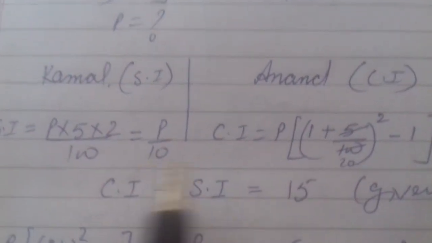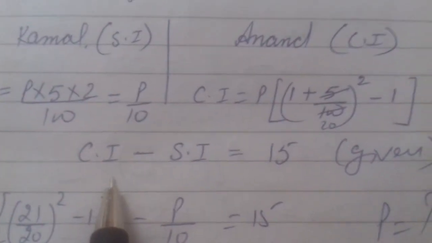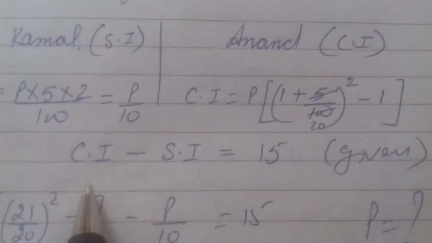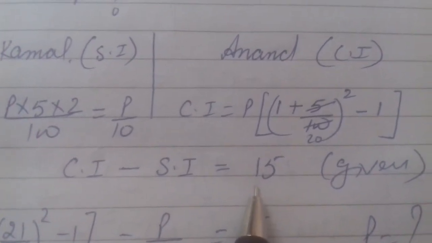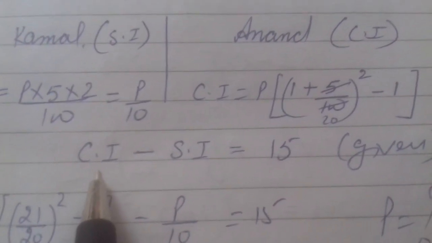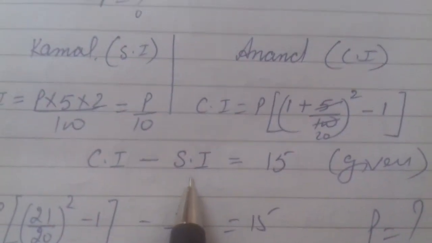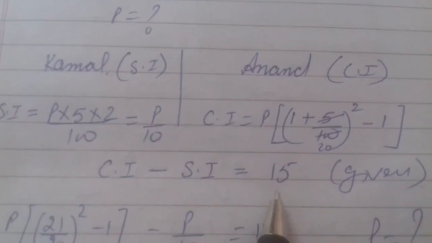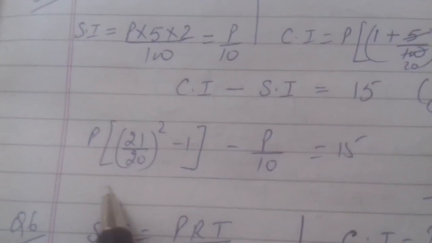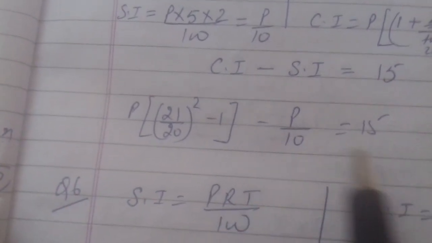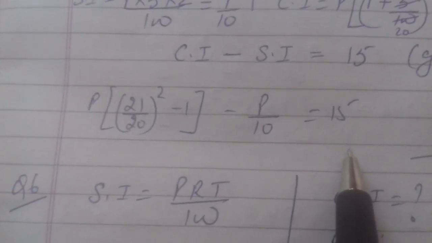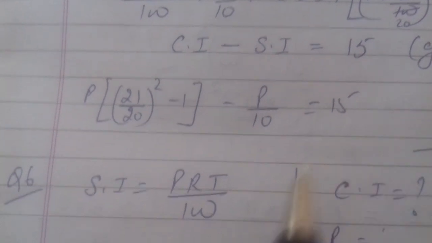So these calculations you can do. More means the difference between the interest they'll get, that is 15 rupees. That means we can apply the condition compound interest minus simple interest is equal to 15. Now put the value. This is the value of compound interest and this is the value of simple interest. Both are like terms, children. So from this condition you have to find the value of P.